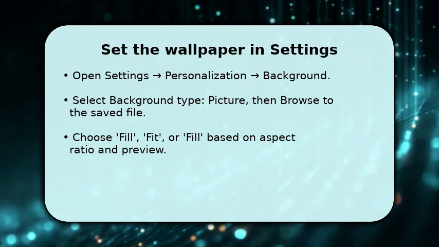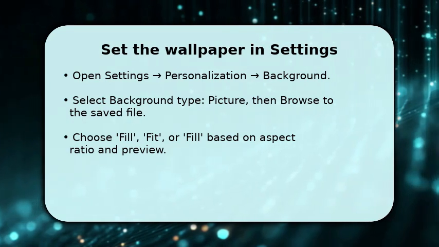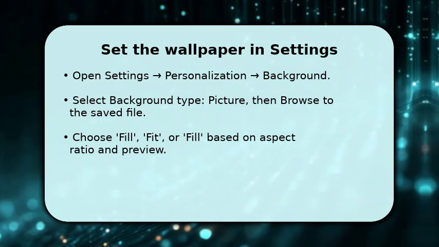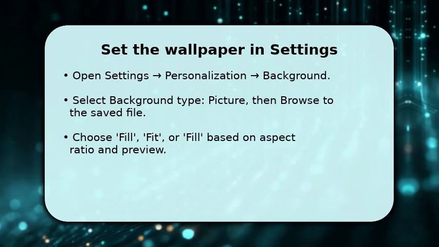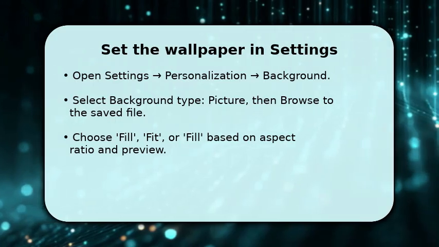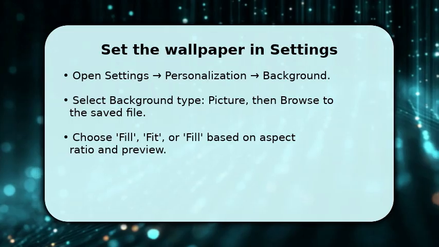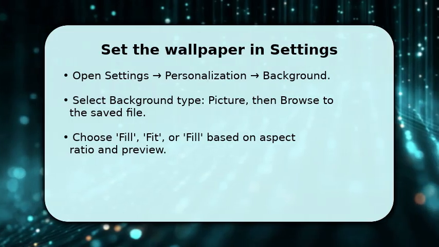Open Settings and go to Personalization, then Background, so Windows can apply display options correctly. Click Picture and browse to the image you saved earlier. Windows shows a preview so you can evaluate crop and alignment.